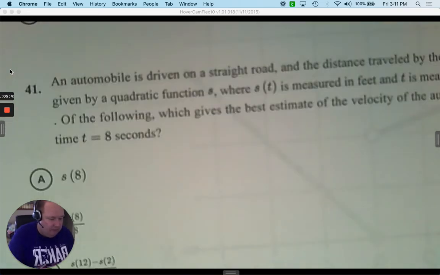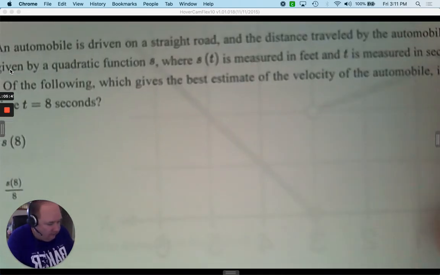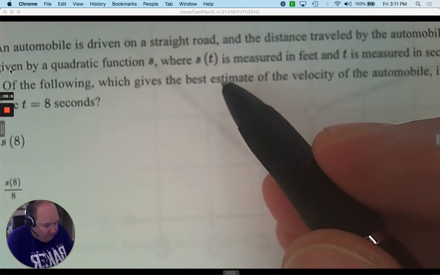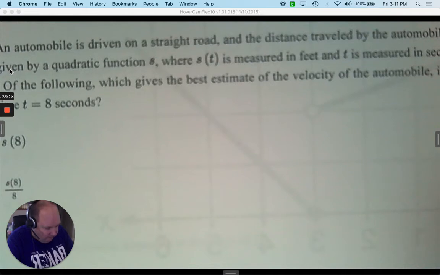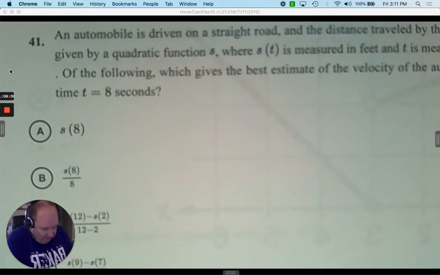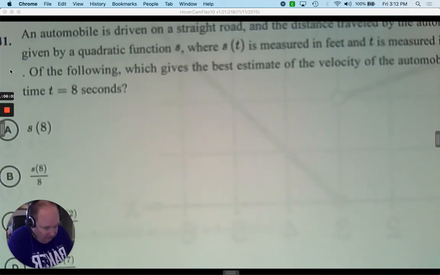In number 41, an automobile is driven on a straight road, and the distance traveled by the automobile after time t equals 0 is given by a quadratic function s, where s at t is measured in feet and t is measured in seconds from 0 to 12. Of the following, which gives the best estimate of the velocity of the automobile in feet per second?